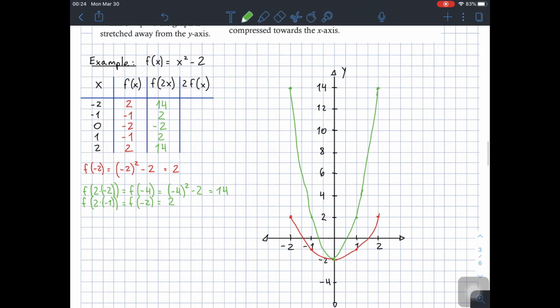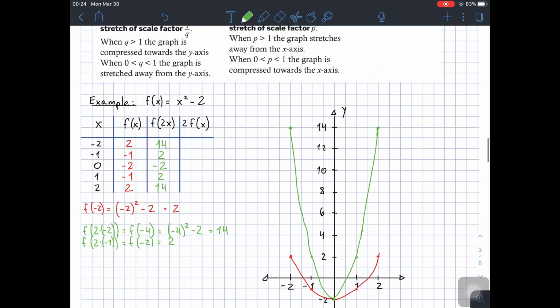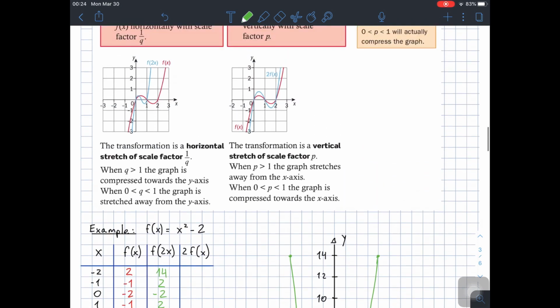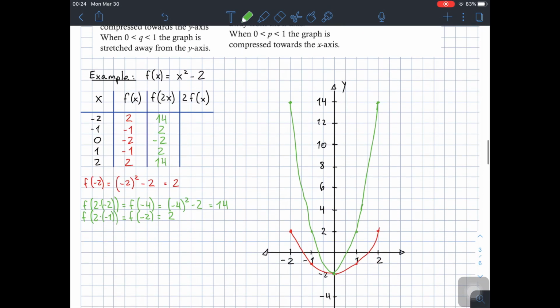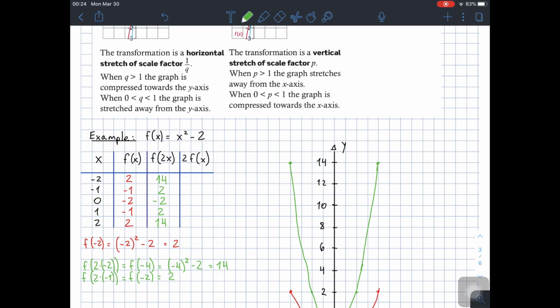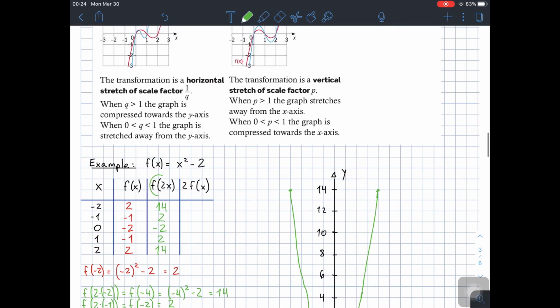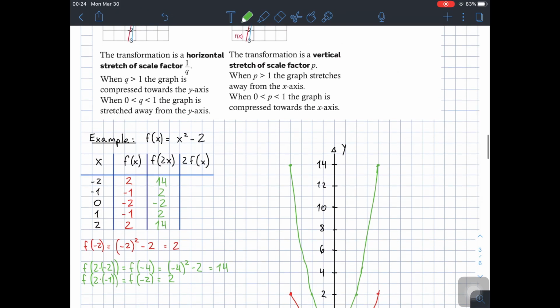We get a parabola once again, but this is compressed, right? It has compressed towards the y-axis, right? It is now closer to the y-axis than the values we had over here. So what do we have? A horizontal compression towards the y-axis, okay? So this is f of 2x. The function compresses towards the y-axis.